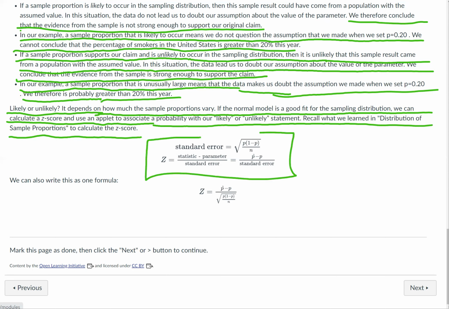Just to remember the formula again, the standard error is equal to the square root of p times 1 minus p over n. And then the z-score is the statistic minus the parameter over the standard error.